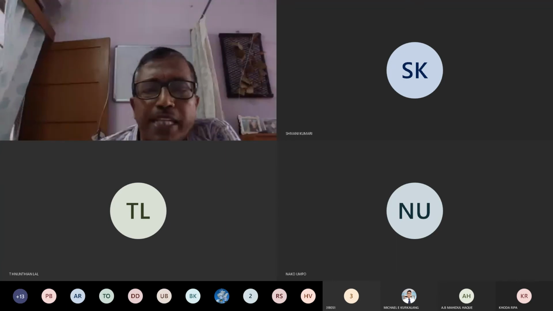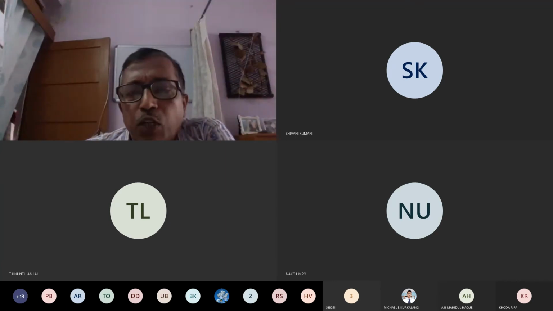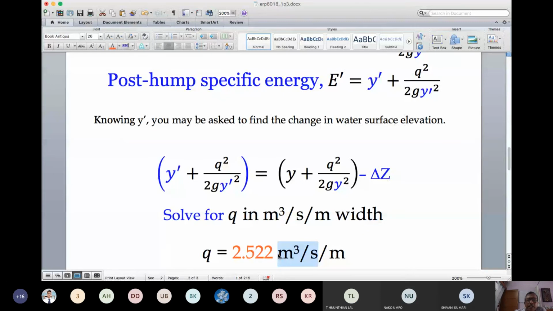You are writing in meter cube per second, meter cube per second per meter. The same problem: if I give you B, say B is 10 meter, then discharge is 25.22 meter cube per second. Okay. Discharge is 25.22 meter cube per second. Fine.